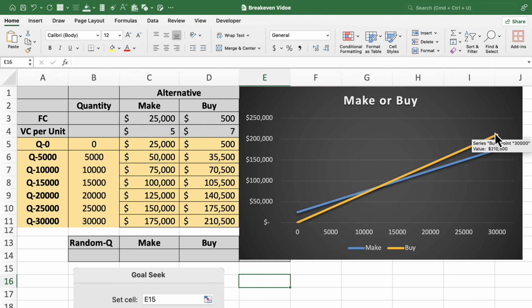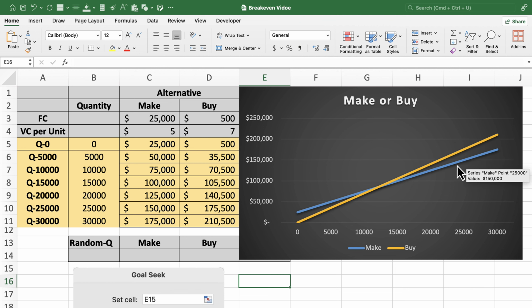So this graph tells us that below this break-even point, the buy option is good, because as you can see, it's under the blue line, it represents lower cost. However, above that break-even point, the make option is better.